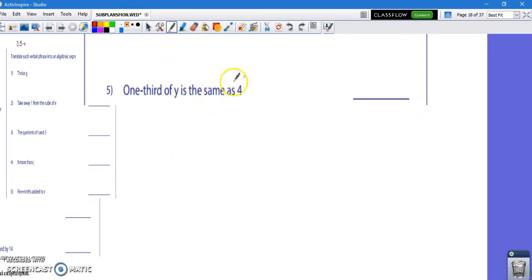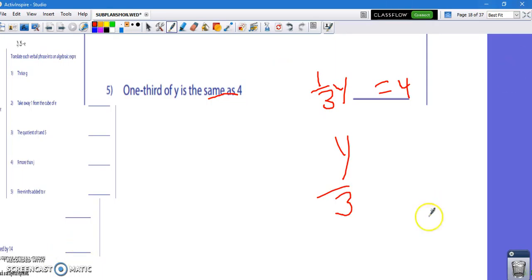1/3 of y is the same as 4. Same as means equal. So equals 4. 1/3 of y. So how do we write that? 1/3 of y. So it can be written a few ways. It can be written like this, 1/3 y, or it can just be y with a 3 underneath. Both of these are indicating 1/3 y. So 1/3 y equals 4.